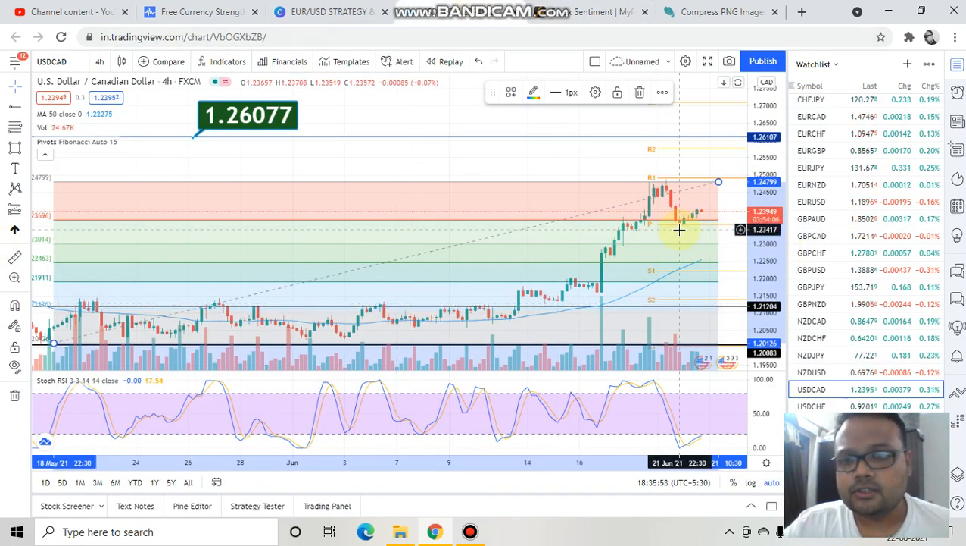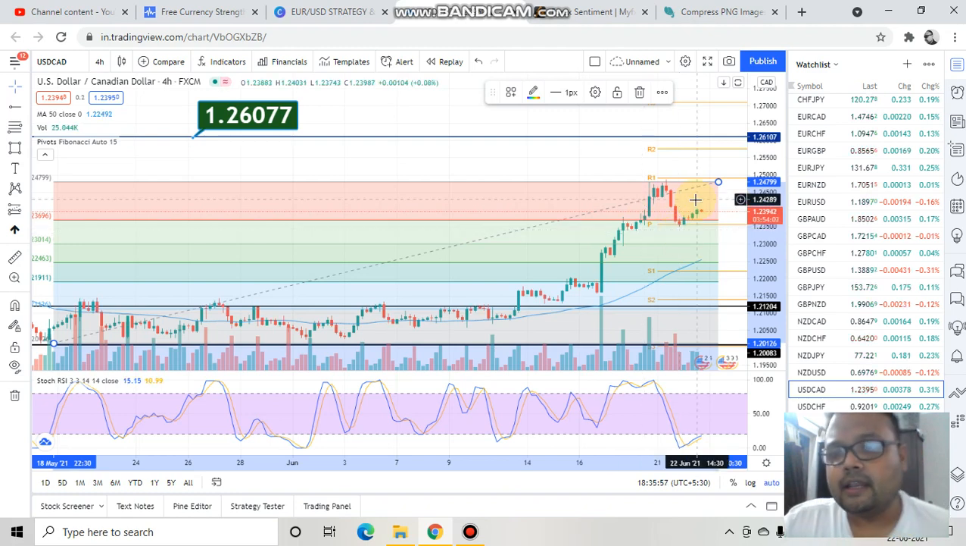So the decision is yours. If you want to buy here, then you can go for a buy order right now. And if you want to avoid trading for the next 1 or 2 days, then you can simply avoid.